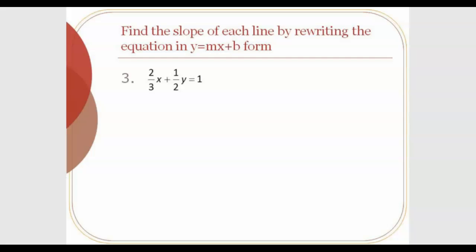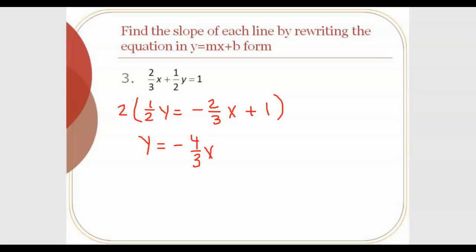Okay, in this case, we're going to rewrite that again. So we have 1/2 y equals -2/3 x plus 1. To get rid of the 1/2, you multiply everything by 2. So we get y equals -4/3 x plus 2. So my slope is -4/3, and my y-intercept is (0, 2).